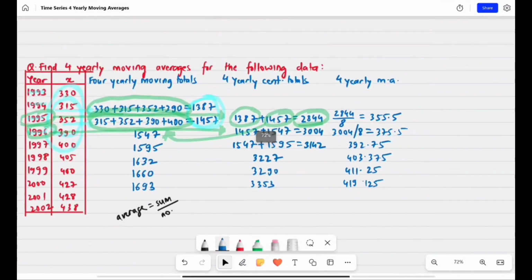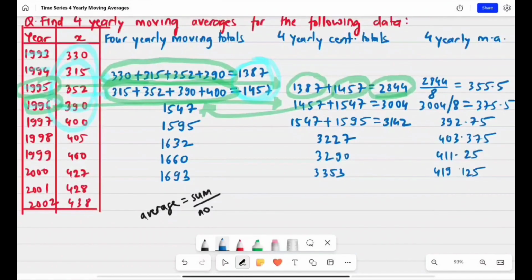Now a quick observation which we are going to make. Again, the 4 yearly moving averages are not there for the year 1993, for the year 1994, and the last 2 years, that is 2001 and 2002. You should be noticing the difference between 3 yearly, 5 yearly and 4 yearly moving averages. The technique for calculation of 3 yearly and 5 yearly moving averages is almost identical, whereas in the 4 yearly moving average, we have an extra column of 4 yearly central totals for obvious reasons. And also we should realize that the 4 yearly moving averages are not there for the first 2 years and the last 2 years.